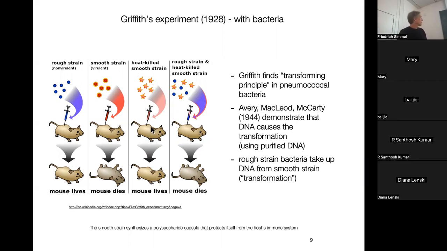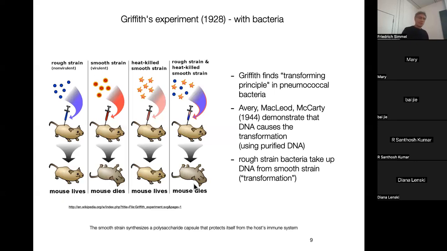And the important part of this experiment is that when you now mix the non-virulent bacteria, which are alive but not virulent, with the heat-killed smooth strain, then the mouse suddenly dies again.